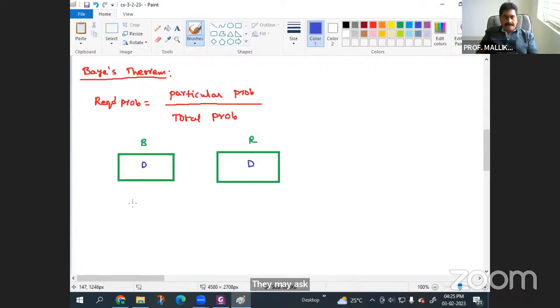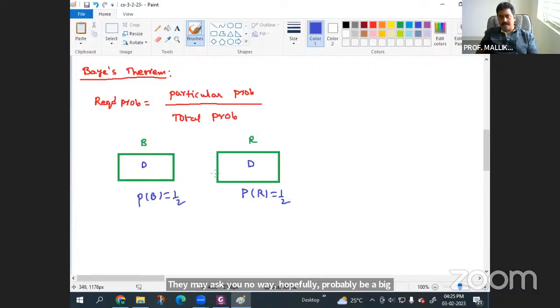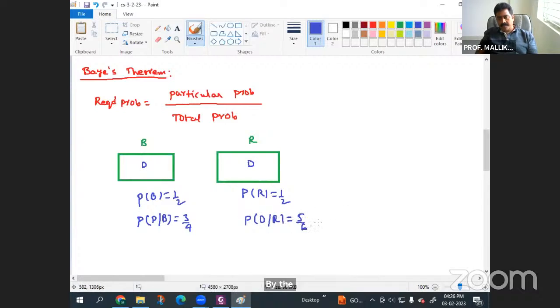Now I'll go for the probability of Big Bazaar is 1 by 2. Probability of Reliance is 1 by 2 because there are equal chances you can enter any one of the shops. Probability of dress, given that Big Bazaar, we don't know, say something 3 by 4. Just I'm taking an example. So probability of buying the dress from Reliance is something 5 by 6. I will take it.